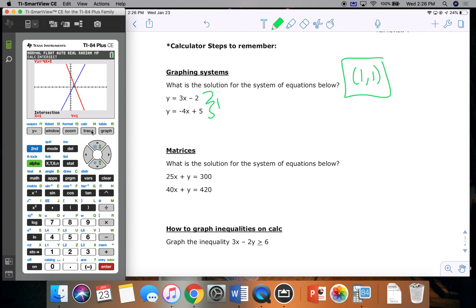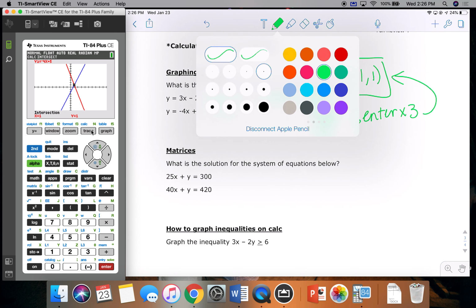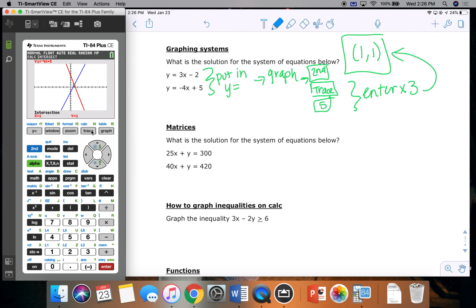So again, I put in y equals. Then I click graph. And then second, trace 5, and then enter times 3 to get my solution. Remember that you can pause these videos to write this down.